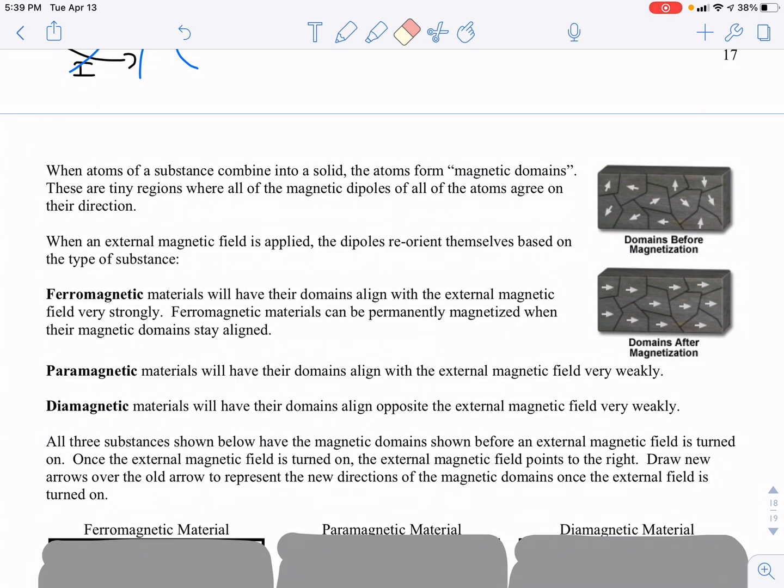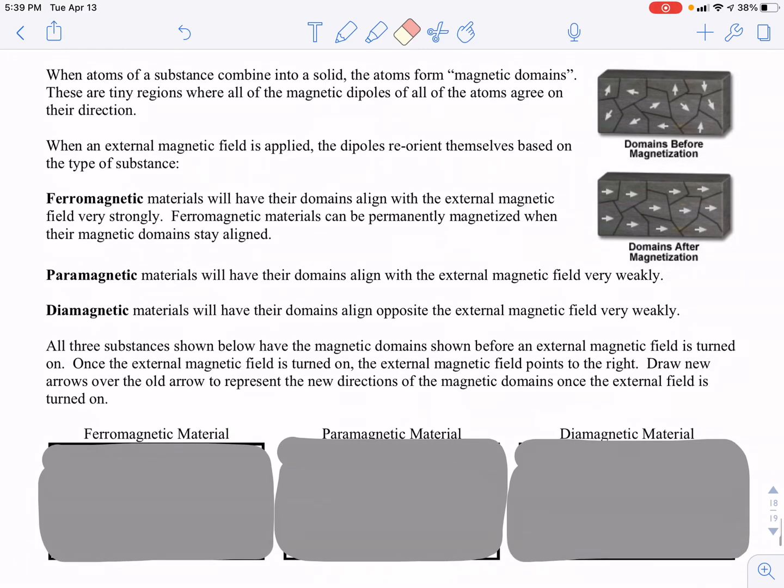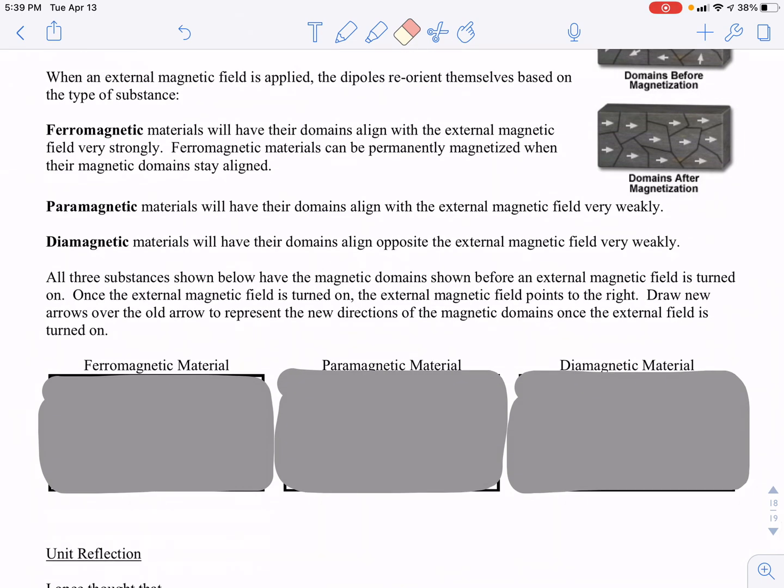Now, paramagnetic materials will have their domains aligned with external magnetic fields very weakly, so they're not going to be strongly aligned. Diamagnetics are going to have their domains point in the opposite direction to the magnetic field. So what would these look like? All three substances are shown below to have magnetic domains before an external magnetic field is turned on. Once the magnetic field is turned on, the external magnetic field points to the right. Draw the arrows over the old arrows to represent the new direction.